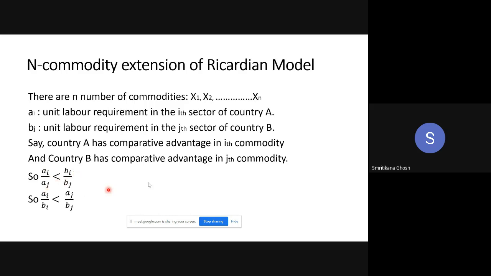Say there are two commodities, i and j. So as compared to j, or as compared to country B, country A needs relatively lesser amount of labor to produce the ith commodity, and just the opposite for country B. Now, if I rearrange them, then it will be ai by bi less than aj by bj. Actually, I need this inequality to explain the Ricardian model here. That is why we are doing this rearrangement. So is the first slide clear to you or not? Then I will go to the next one.